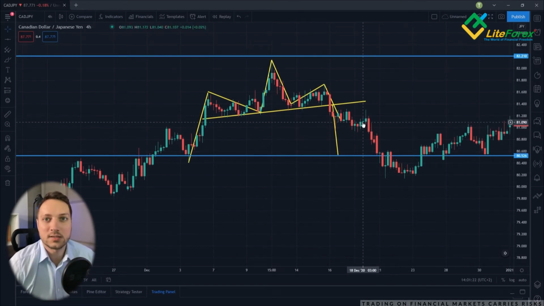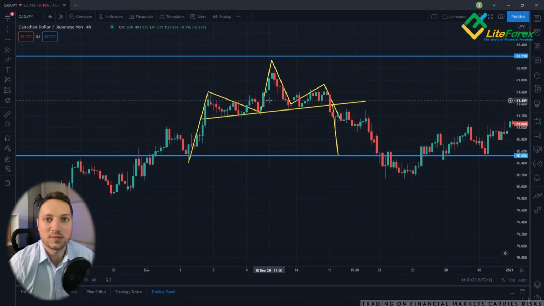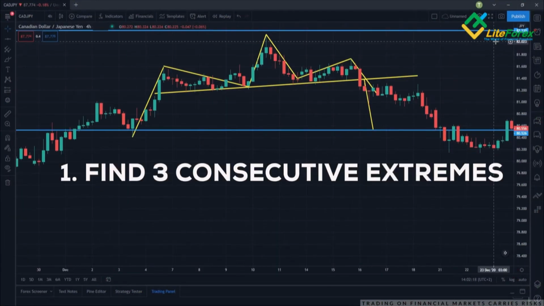And let's mark all the points that should be considered before trading this chart pattern. First thing is that we need to find 3 consecutive extremes. In this case, the highs. The middle one should be higher than the other 2.